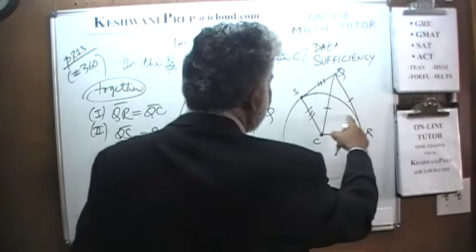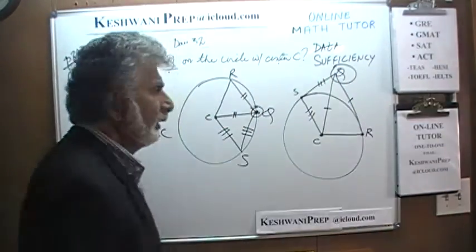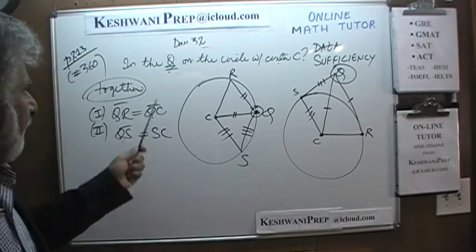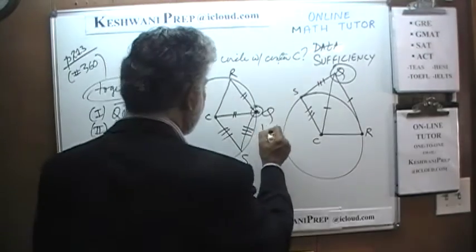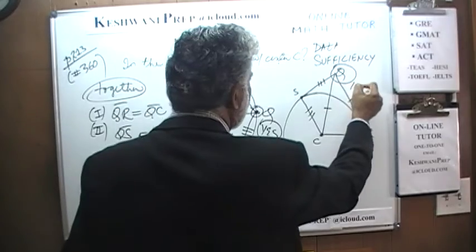And this side equals that side. But you can clearly see Q is not on the circle. Is Q on the circle? The answer here is yes, it is. The answer here is no, it is not.